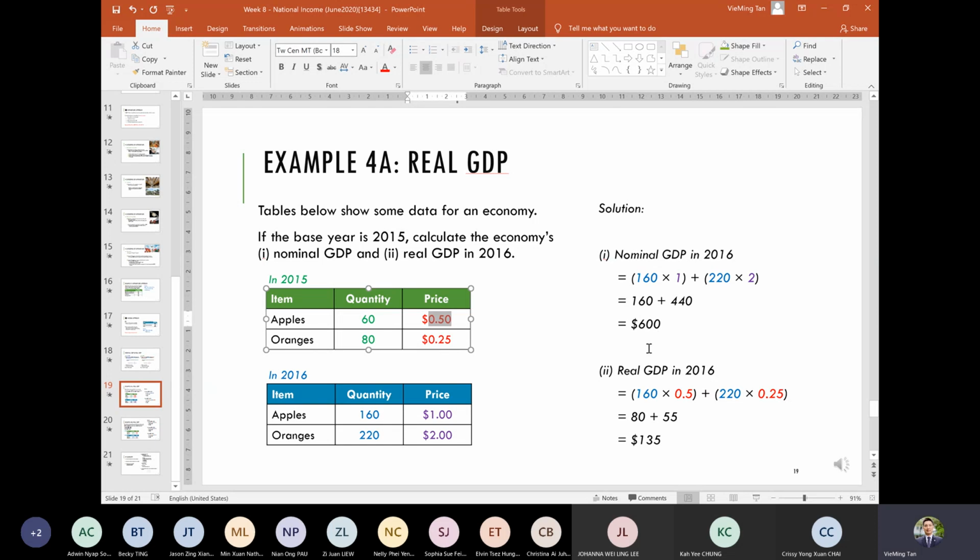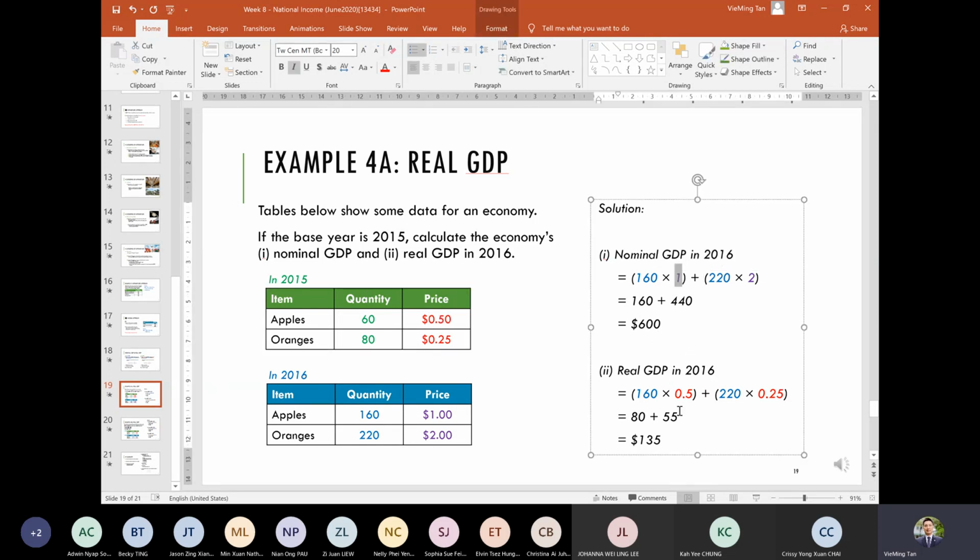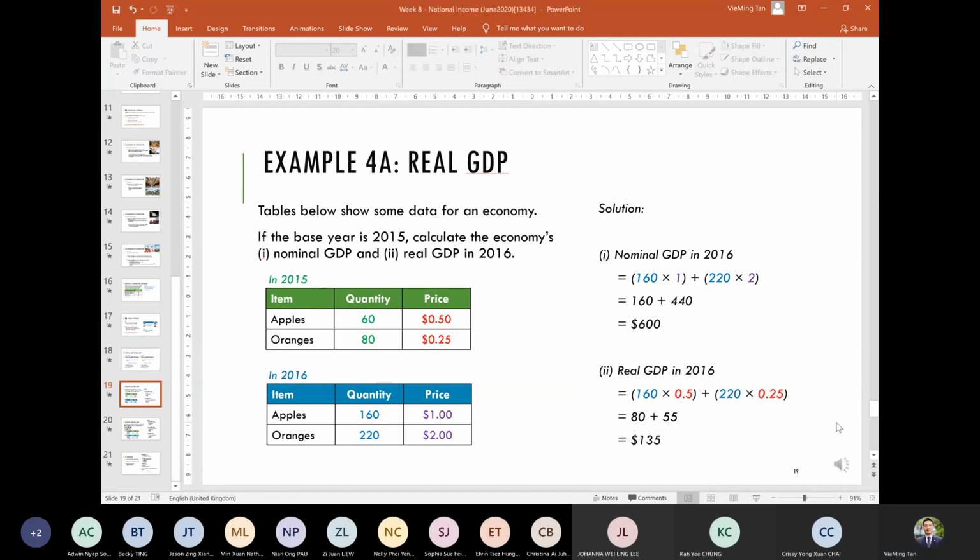Because nominal GDP uses the current year's product prices, but real GDP uses the base year product prices to do the calculation. Okay, so one example is not enough. Let's try one more example.